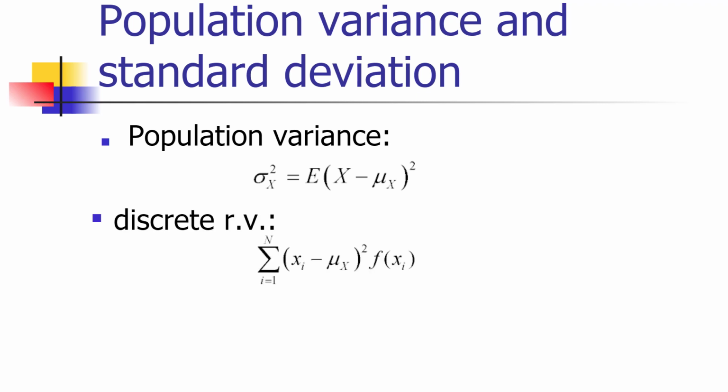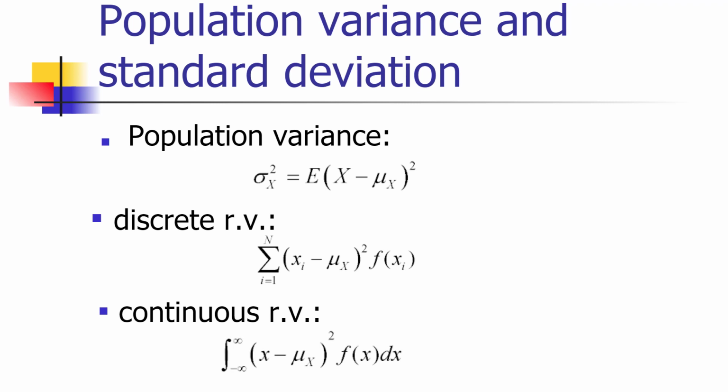In the case of a discrete random variable, we measure that by taking each of the possible outcomes, finding its deviation from the mean and squaring it, and then weighting that by the probability of observing it. There is an analogous definition for a continuous random variable. But essentially what we're doing in either case is we're trying to find the average squared deviation of the variable from its mean.